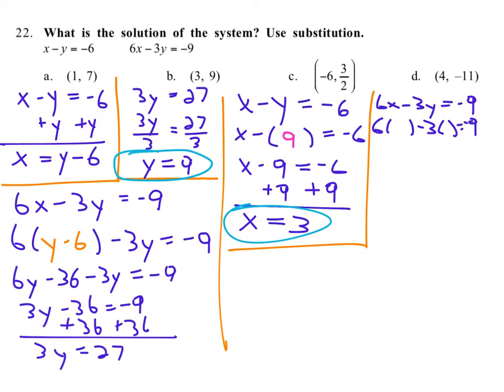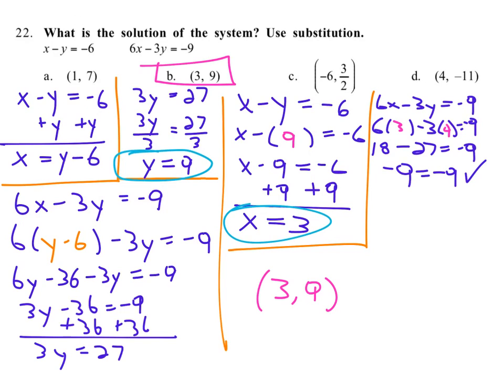Well, we've got, as a point, we've got x is equal to 3 and y is equal to 9. So then when we simplify those, 6 times 3 is 18, minus 27, 9 times 3 is 27, equals -9. And 18 minus 27 is -9. And that checks out. So that means then we have, as a solution, x is 3, y is 9, 3 comma 9, and that is B.